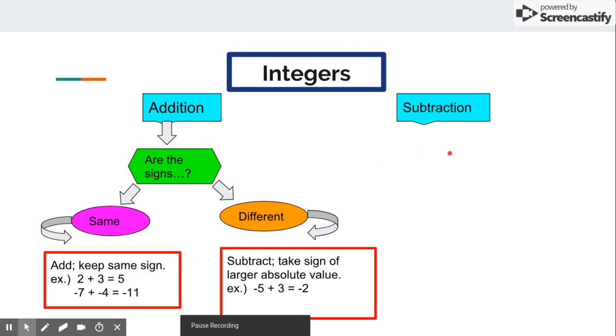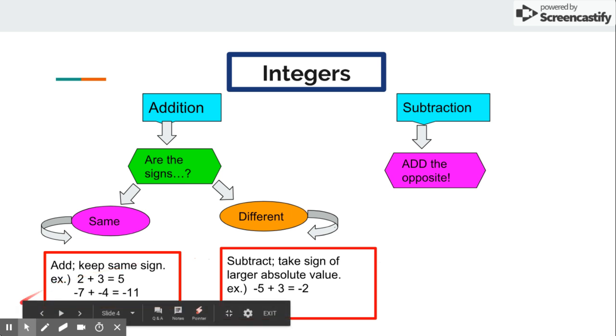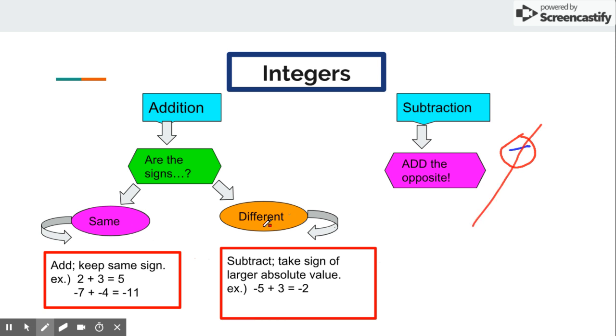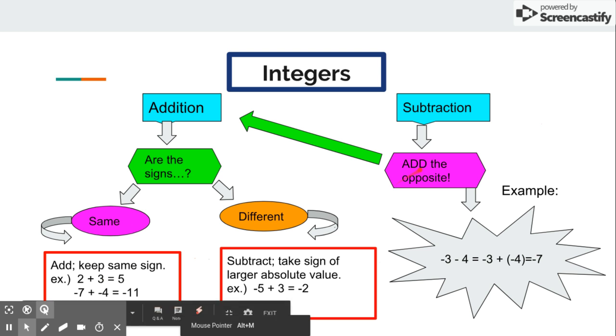Now on to subtraction. How do we subtract integers? Well, when it's a subtraction problem between integers, we're not going to subtract. We're going to add the opposite. No subtraction for us. We're going to change it to adding the opposite.